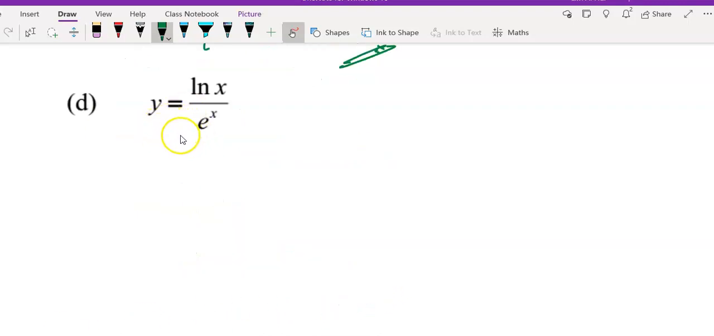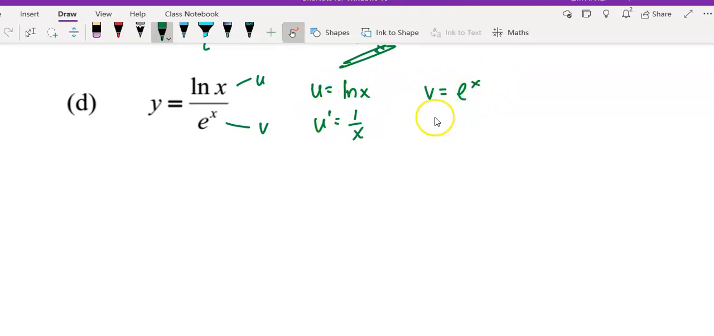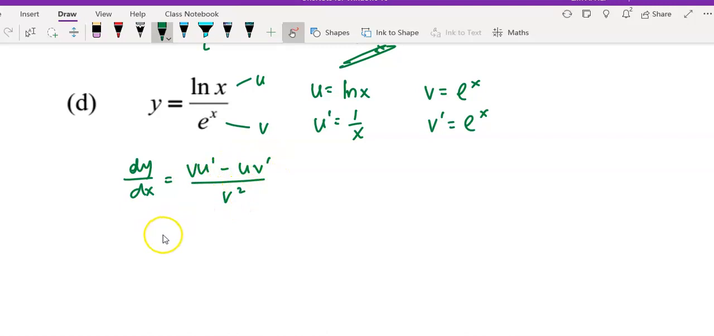So this is the last question for question 1. I have my log x on top. Let this become the u and the e^x the v, and we are going to apply the quotient rule. Write down your u as log x, u prime will be 1 over x, and your v will be e^x, v prime also will get back e^x. So dy/dx will equal (v u prime minus u v prime) over v squared.